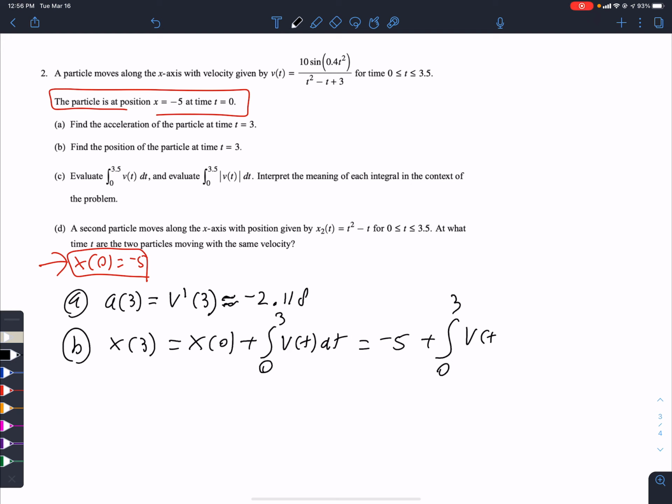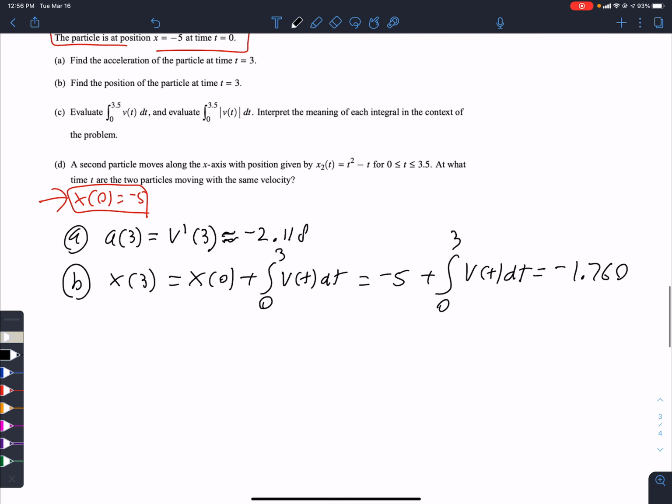Doesn't take much effort. Again, you pop this into your calculator. If you do this, you should get negative 1.760. So that's going to be the position at time t equal 3. All right, let's just keep on rolling because this is going very quickly so far.